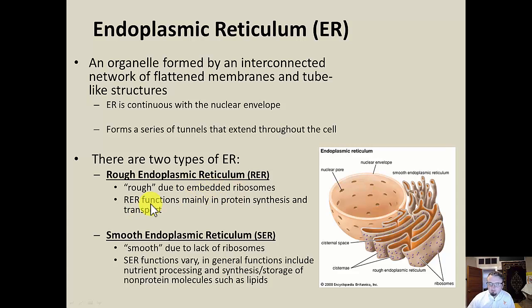Now, other parts of the endoplasmic reticulum are referred to as smooth, SER, and they're considered smooth because they lack the ribosomes. So there's really a distinct difference in whether you have ribosomes, rough, or don't have them, smooth.